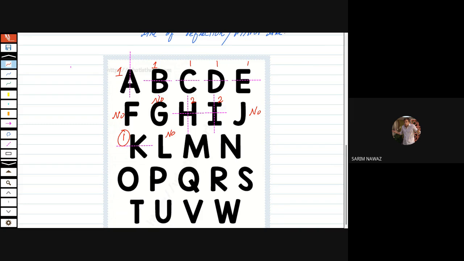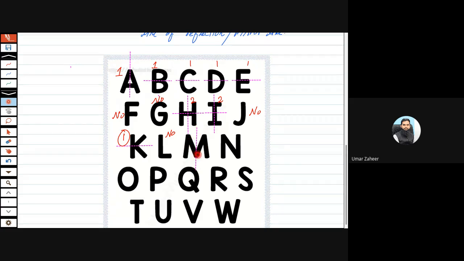Sir, horizontal maybe. Just make an M in your notebook and check that we are getting the exact reflection on the other side. Yes, we are getting the exact reflection, the left side exactly on the right side. This means that this line is going to be a line of symmetry.